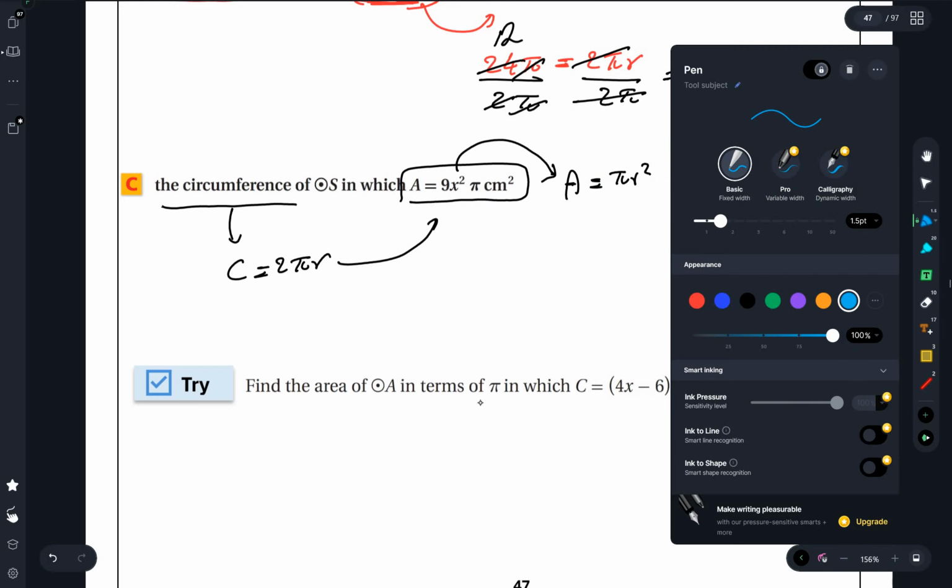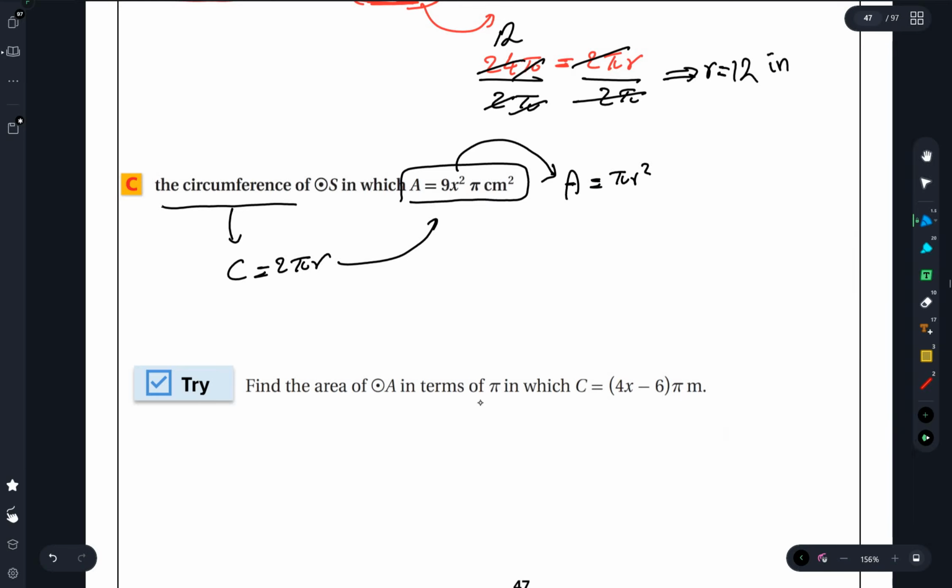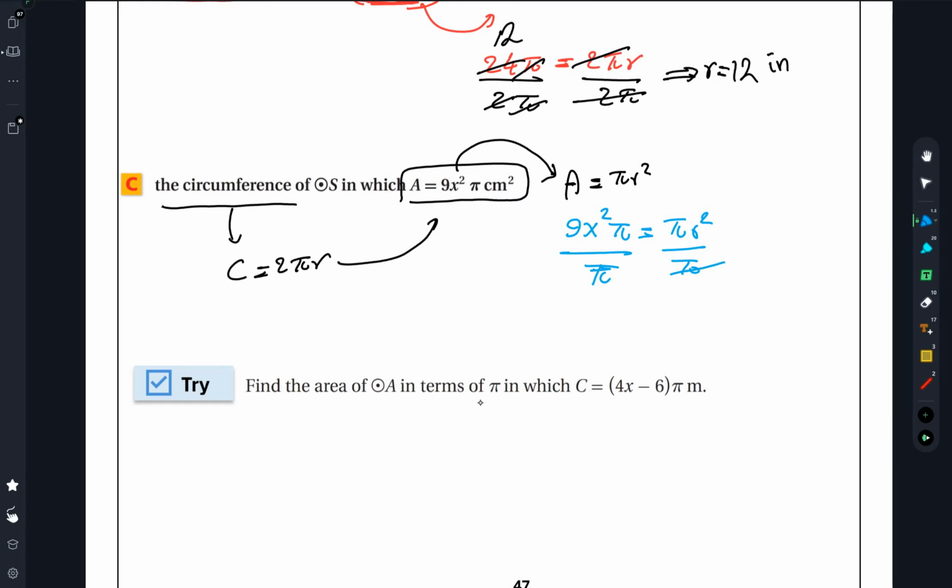Let's change to blue. Students, instead of A, I'll write 9x squared pi. And on the other side, I'll write pi r squared. Dear students, right now, in order to find out r, we need to divide both sides by pi. Pi cancels with pi.